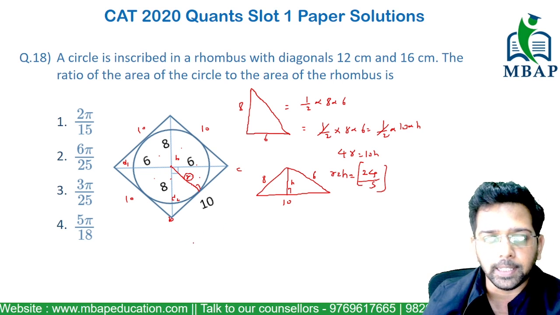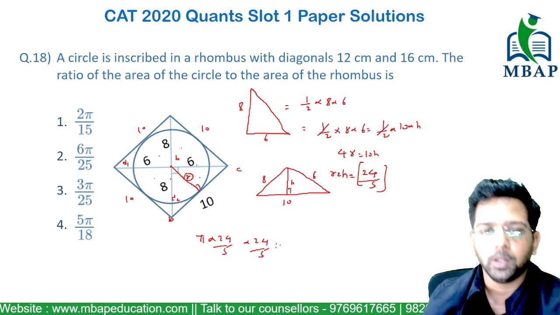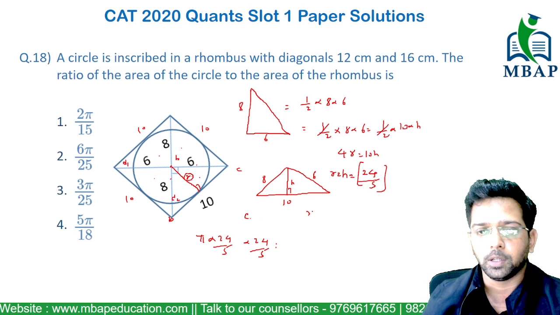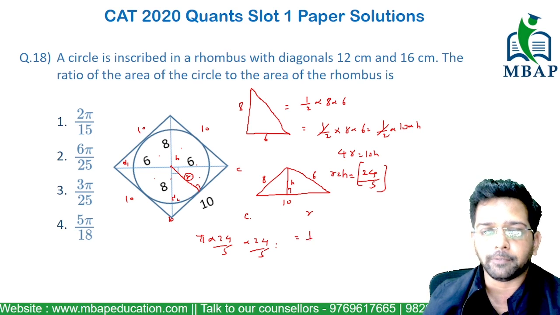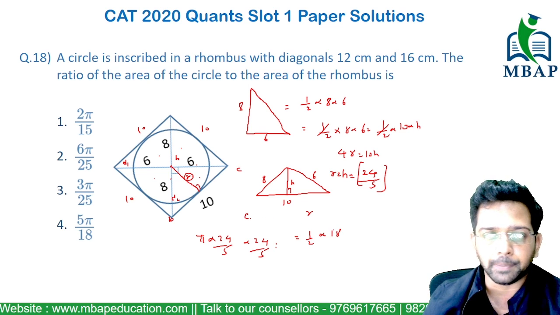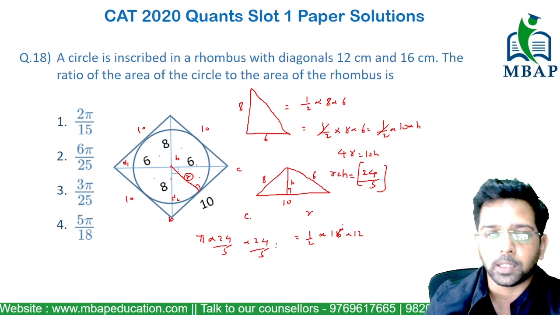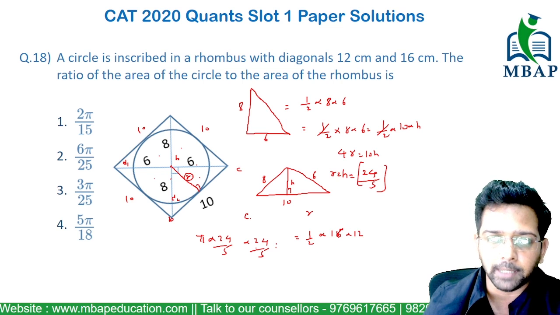So what is the area of the circle? The area is pi r squared, which is pi times 4.8 into 4.8. Now we need to find the ratio of the circle to the rhombus. The area of the rhombus is half into d1 into d2, which is half into 16 into 12. This is the ratio of circle to rhombus that we have to find. So if you solve this, what will the final answer look like?